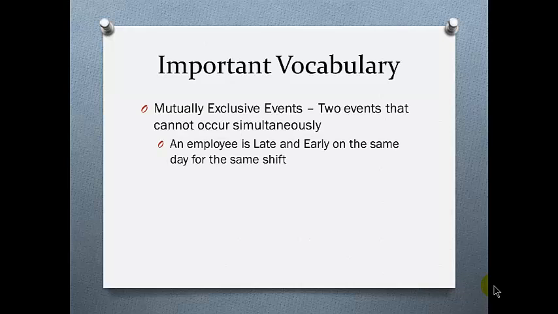I don't want to confuse independent events where the probabilities don't influence each other with what are called mutually exclusive events. These are two events that cannot occur simultaneously. Both of these things cannot happen together. You can't be both late and early. They're mutually exclusive. There's no overlap. There's no way to do both at the same time for the same shift.